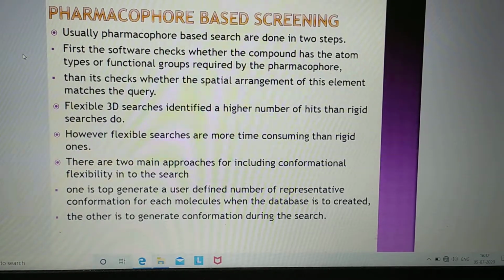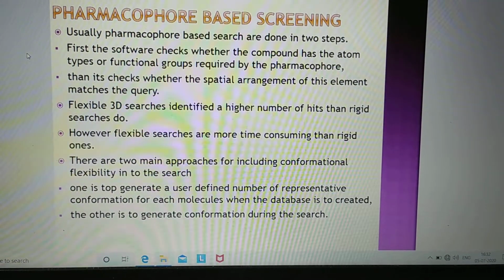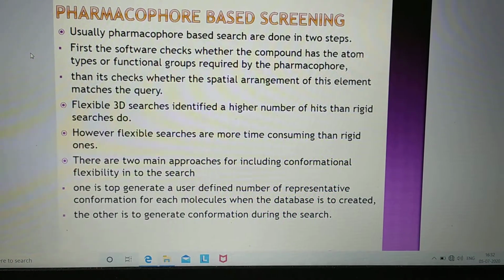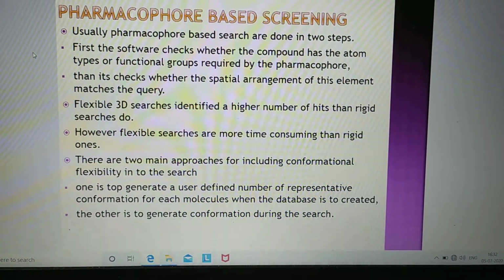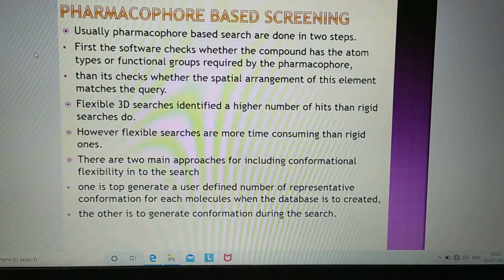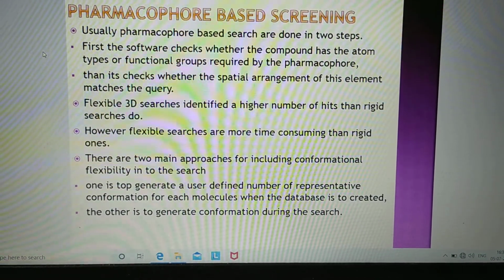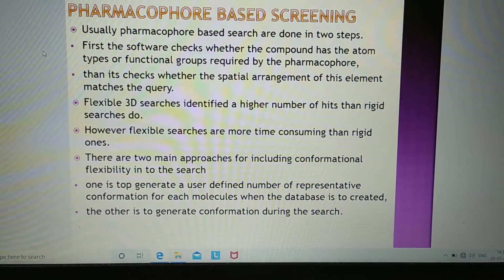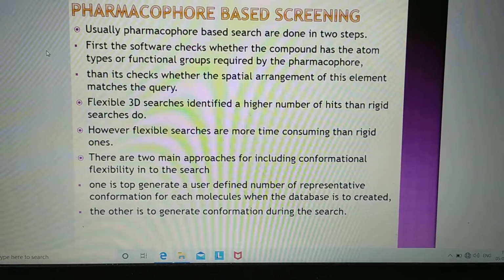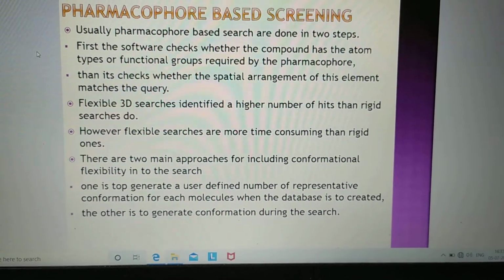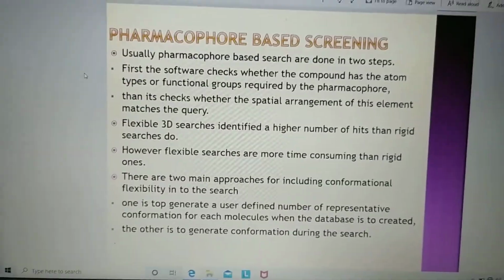There are 2 main approaches for including conformational flexibility in the search. One is to generate a user-defined number of representative conformations for each molecule when the database is created. The other is to generate conformations during the search.